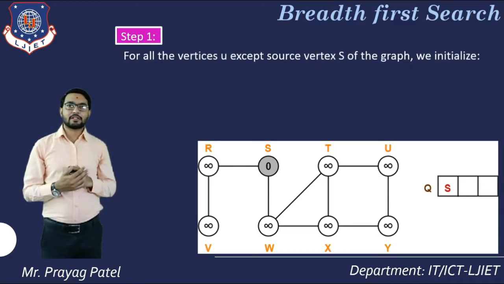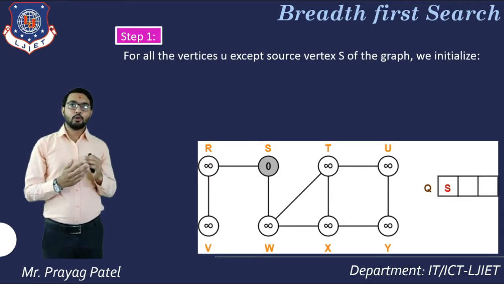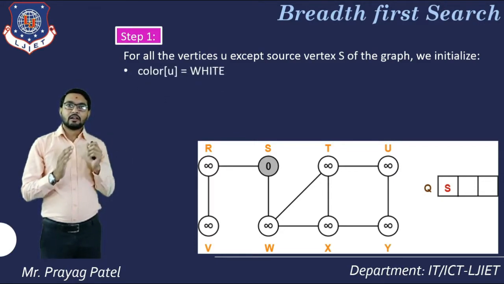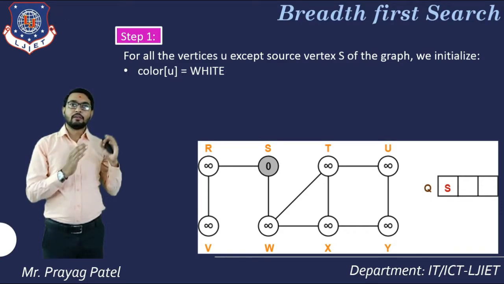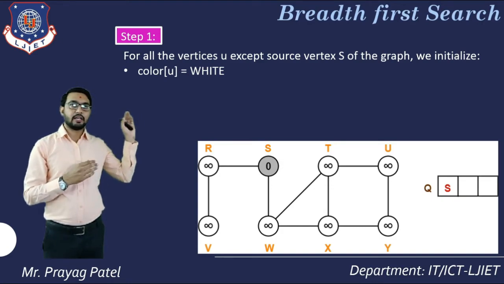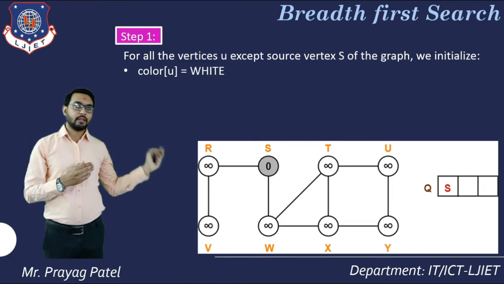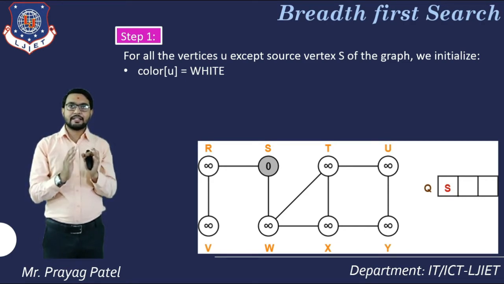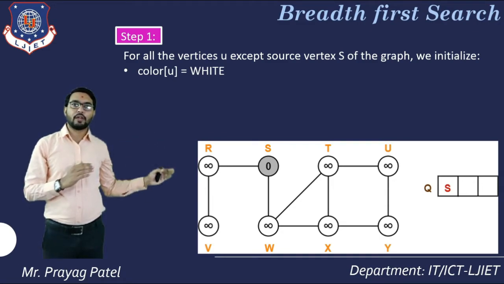Here consider step number 1. For all the vertices except the source vertex S of the graph, we initialize the color of u equal to white. So for each vertex u, that means R, S, T, U, V, W, X, Y, all of these are vertices, and for each and every u you perform the following operations.